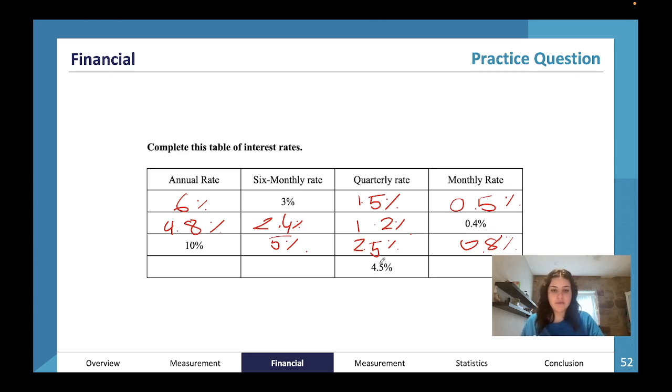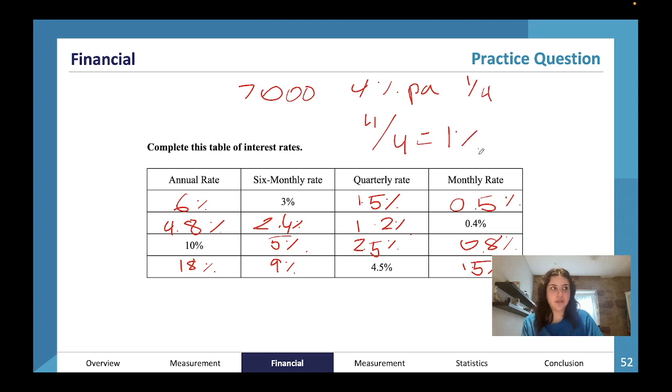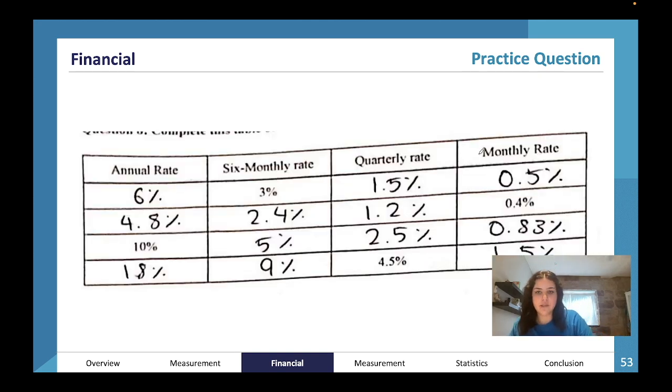Last one, if the quarterly rate is 4.5%, 4.5 times 4 quarters is going to be 18%. Half that for our 6 monthly rate. And then 18 divided by 12 is going to give us our monthly rate. This is really, really important stuff to understand because so many of your questions will give you $7,000, 4% per annum, compounded quarterly. You need to break that 4% down into 4 quarters to get that 1% interest rate. If you don't make these changes when you practice these questions, you will not get the question right. We've got all of our answers there as well.